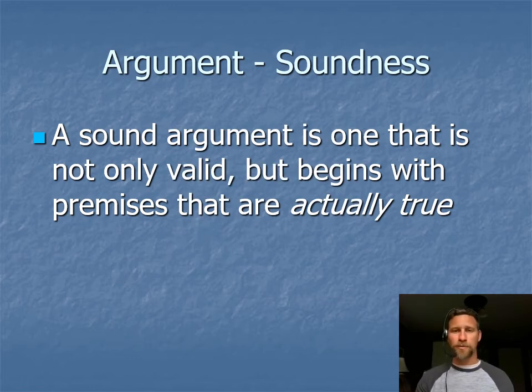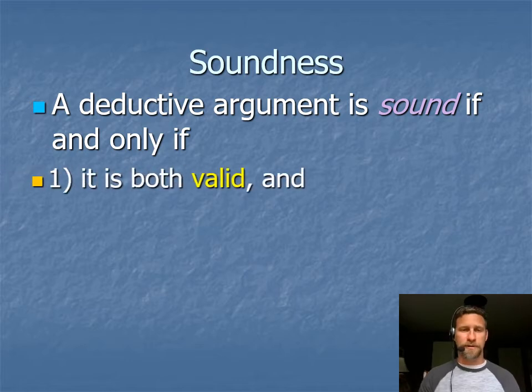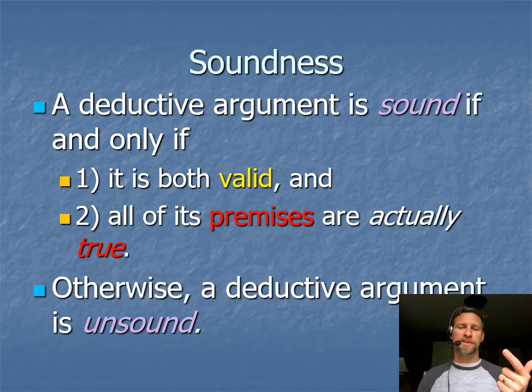So here it is. A sound argument then is one that is not only valid, in other words, you can reach the conclusion given the premises, but those premises are actually true. So let's talk about this. Another way to word this is that a deductive argument is sound if and only if it's valid, number one, and number two, all of its premises are actually true. As long as both criteria, validity and true premises, are being met, it's sound. Otherwise, if one of those two is not met, the argument is automatically unsound.